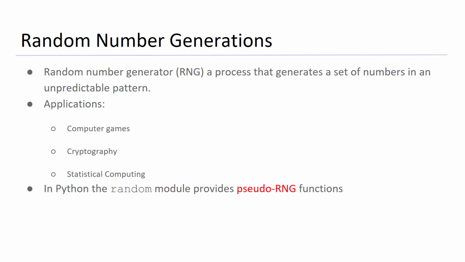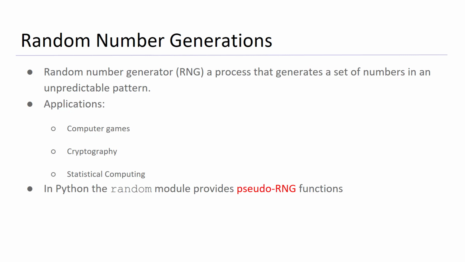A random number generator is a process that generates a set of numbers between two limits in an unpredictable pattern. Random number generators provide a source of randomness to computer applications. And it turns out that randomness is useful in many applications, such as computer games, computer simulations, cryptography, statistical sampling, optimization algorithms, and so on.